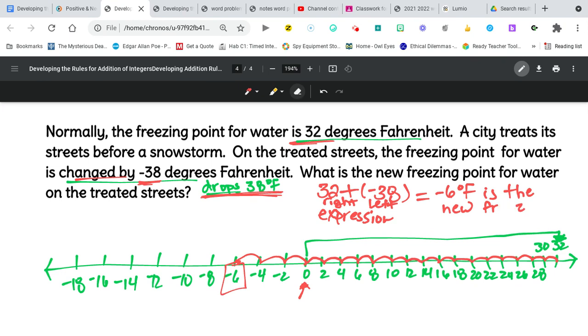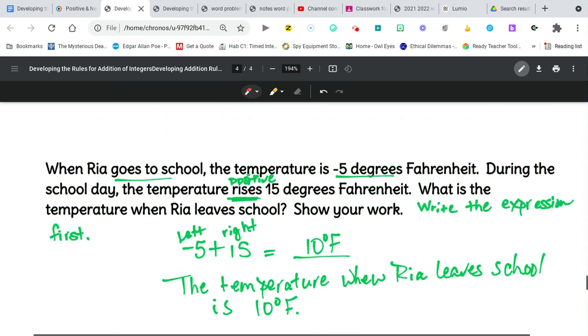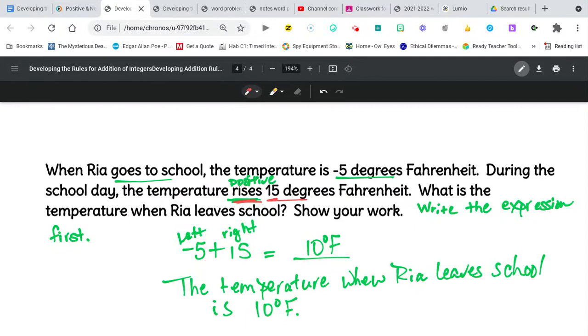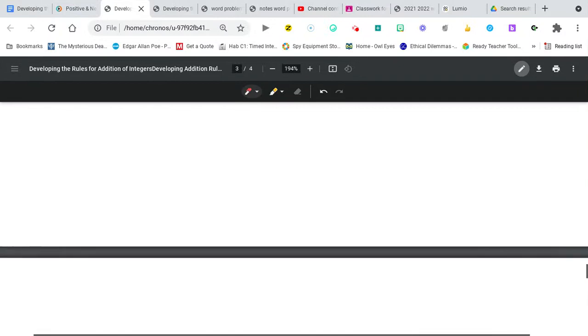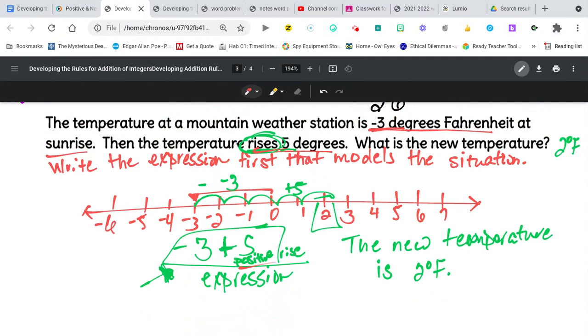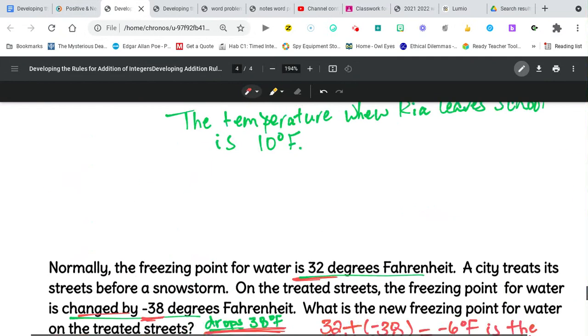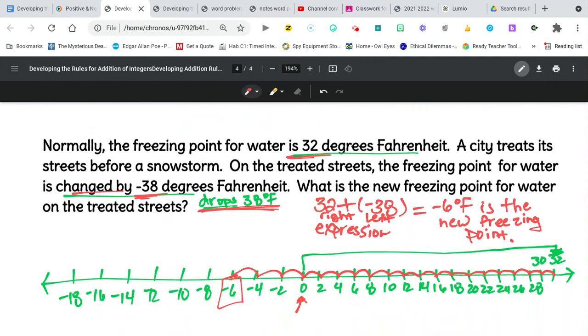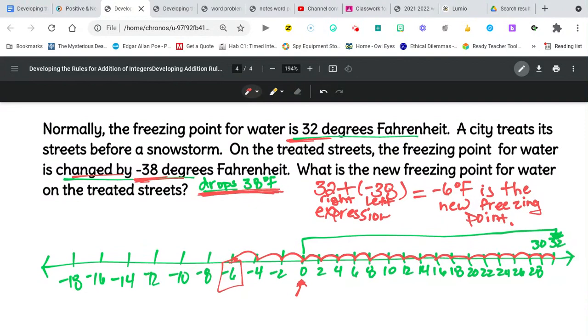Let me write that a little better. So in the other two cases, I added a positive. Like in this case, because it was a rise of 15, I added a positive 15. And this was a rise of 5, so I added a positive 5. But in this particular case, -38 indicates a drop of 38. So you add a -38, guys. And it's just that simple, and see where you end up.